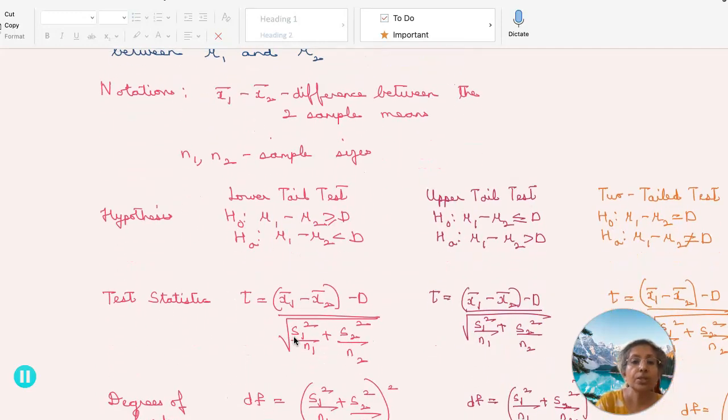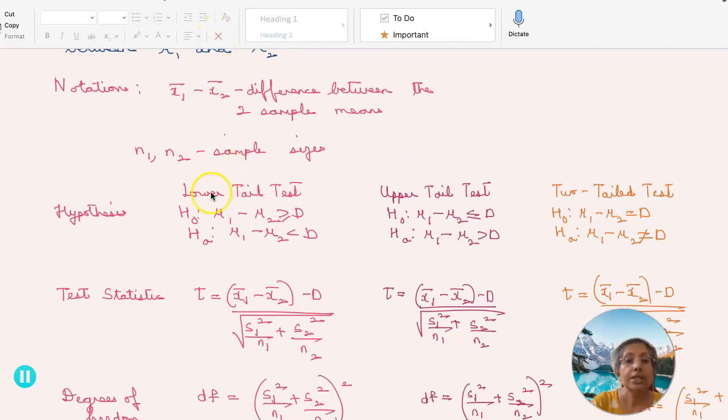Now you have the hypotheses. For the lower tail test, H0, the null hypothesis, will be mu1 minus mu2 greater than or equal to D. The alternate hypothesis will be mu1 minus mu2 less than D. Upper tail test, the null hypothesis is mu1 minus mu2 less than or equal to D. The alternate hypothesis is mu1 minus mu2 greater than D. And the two-tail test is mu1 minus mu2 equal to D, and the alternate hypothesis is mu1 minus mu2 not equal to D. So we will discuss the various parameters for each.